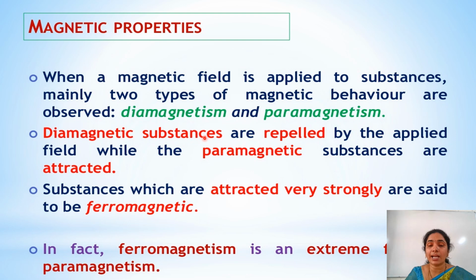Diamagnetism is a property of a substance which will be repelled by the applied magnetic field, whereas the paramagnetic substance will be attracted to the magnetic field. And if the substances are attracted very strongly with respect to the magnetic field, then that type of compound or substance is called by a special name, ferromagnetic. In fact, ferromagnetism is an extreme form of paramagnetism.